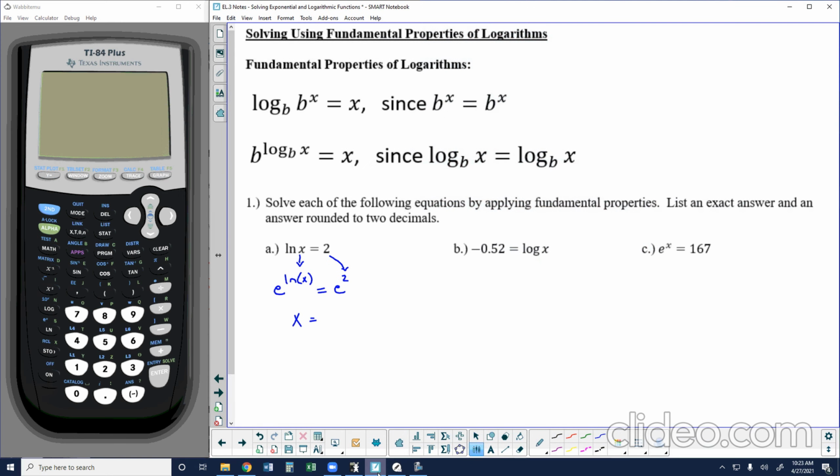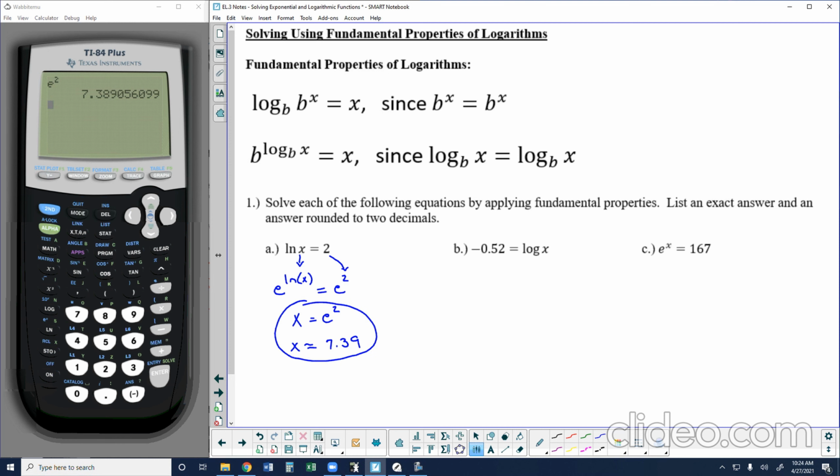And so what we get here is just x equals e to the second power, and that is our solution for x. So we're able to get x out of the logarithm by applying the inverse operation of an exponential function. Now we can evaluate this expression and find a rounded answer by typing e to the second into the calculator. And so x would equal exactly e to the second power, which is approximately 7.39 rounded to the hundredth place.